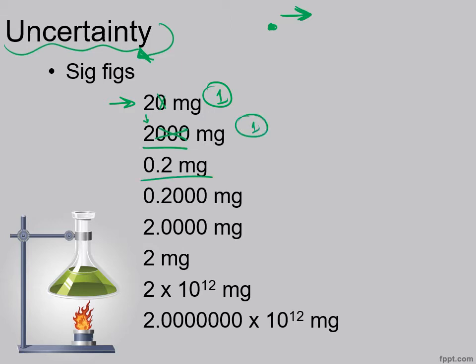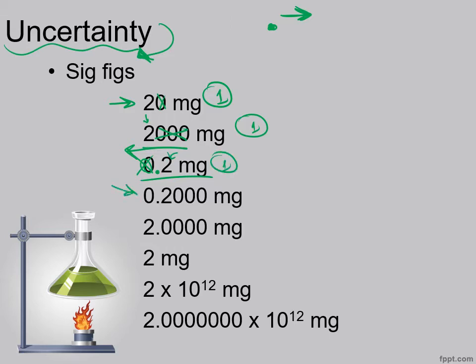Here, 0.2 milligrams. I do have a 0 to the left of the non-zero digit, and there's a decimal. Zeros to the left are just placeholders. They do not count. And so we only have one sig fig. Again, it's going to be that 2.